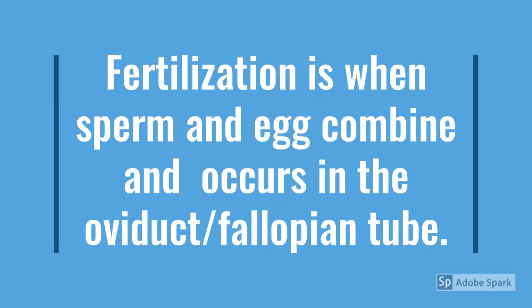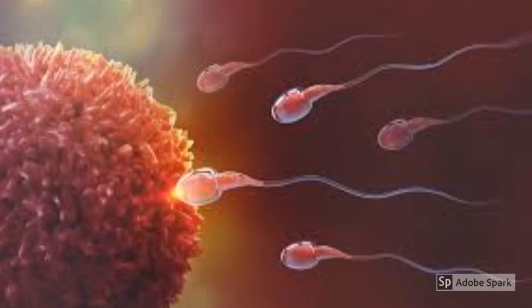Fertilization is when sperm and egg combine and occurs in the oviduct, otherwise known as the fallopian tube. Here you see sperm swimming to one egg. Notice how much larger an egg is in comparison to sperm cells.